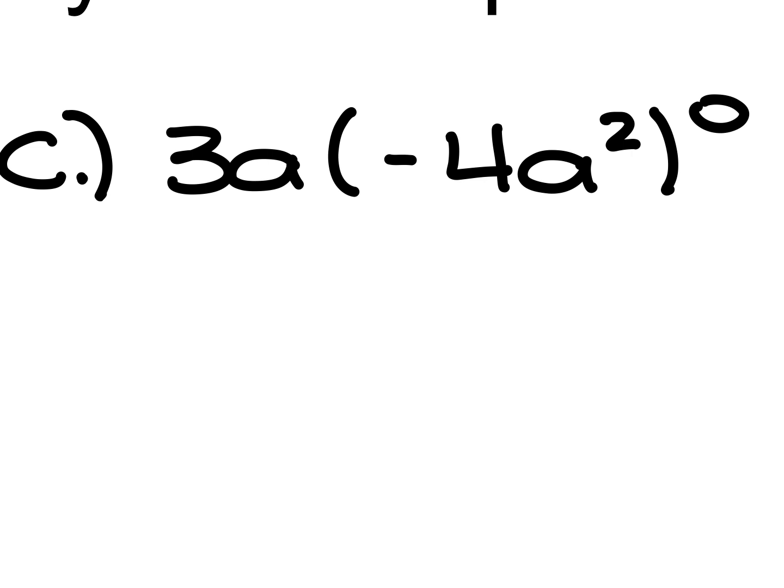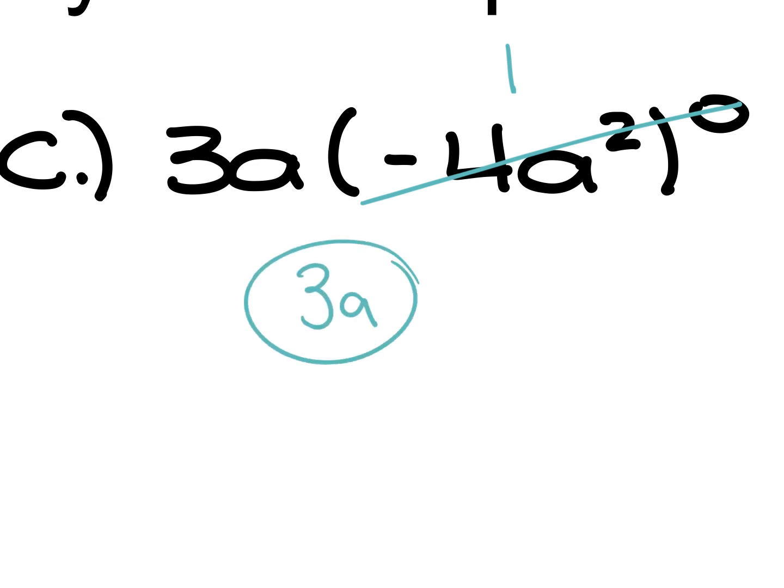Now I see that I have an exponent of 0. What's anything to the power of 0? 1. But we need to be careful here. What has the power of 0? The parentheses. So all of the parentheses turns into 1. And what's 3a times 1? 3a. Perfect. So our answer would be 3a. So it's just what the power of 0 is touching, which are the parentheses. So the parentheses changes to be 1.